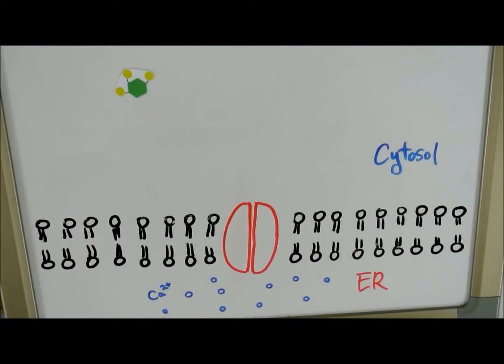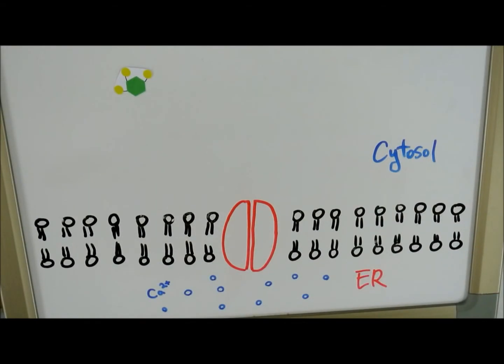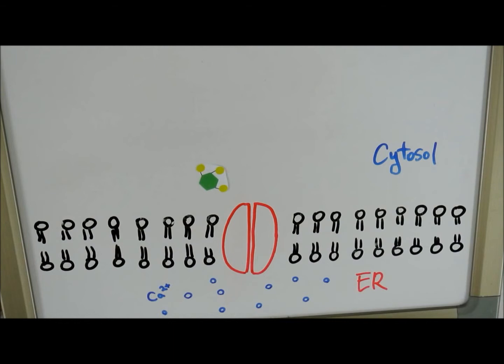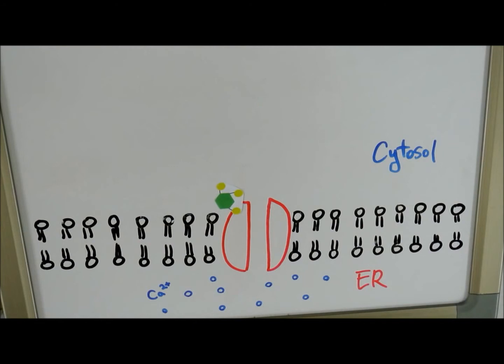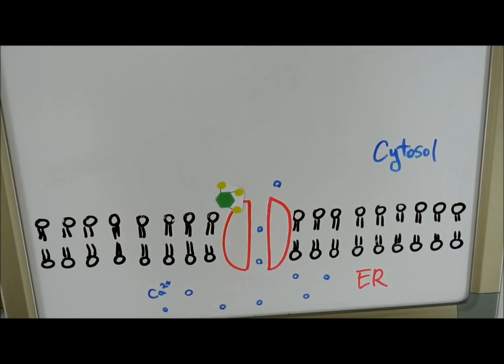IP3 is released from the cell membrane, diffuses in the cytosol, then binds to the ER membrane calcium ion channel. The open channels release calcium ions into the cytosol. Calcium ions released from the ER bind with PKC.